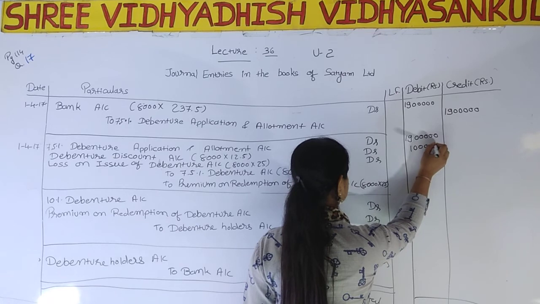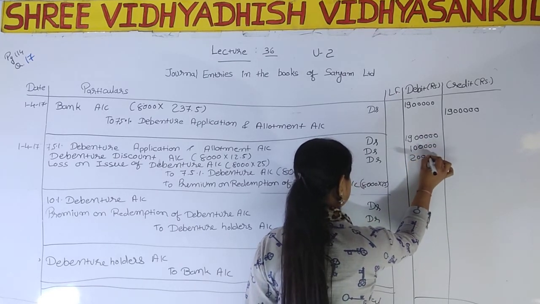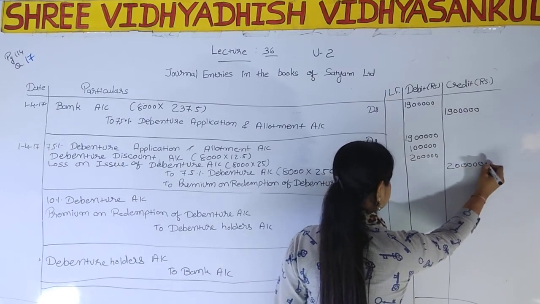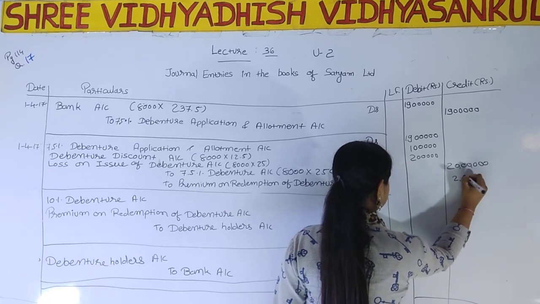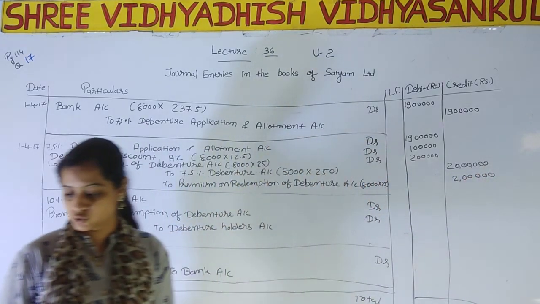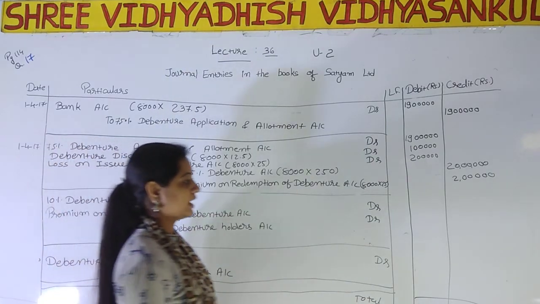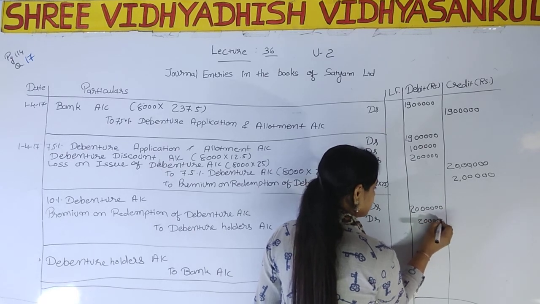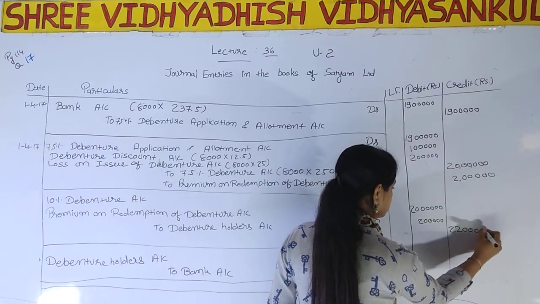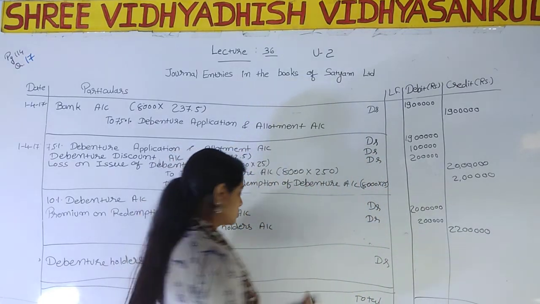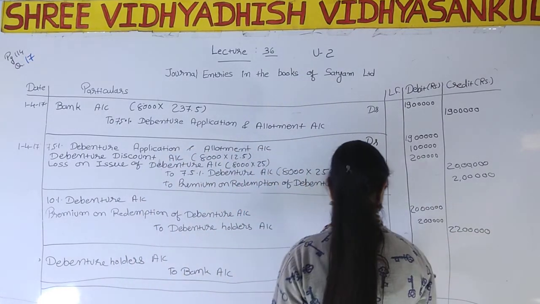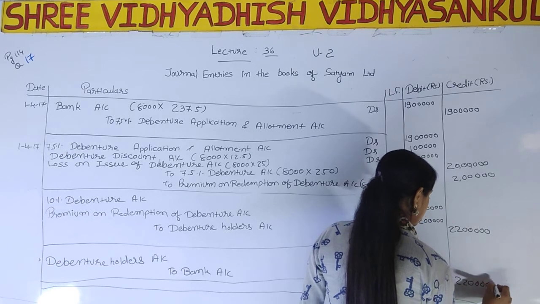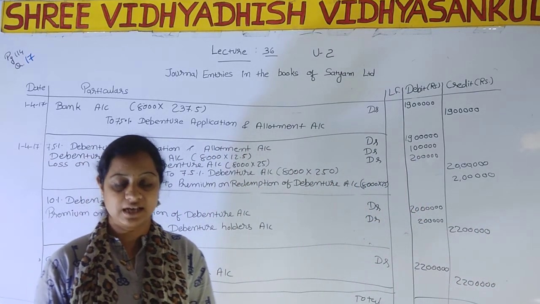So the amount will be 1 lakh, 2 lakh, here 20 lakh and 2 lakh. Right? So this amount 20 lakh and 2 lakh we have to return. So the next entry 20 lakh and 2 lakh. That means in debenture holder we have to credit 22 lakh. And that amount we have to return. So debenture holders account debit to bank account. The amount will be 22 lakh debit, 22 lakh credit. You have to do the total by yourself, right?